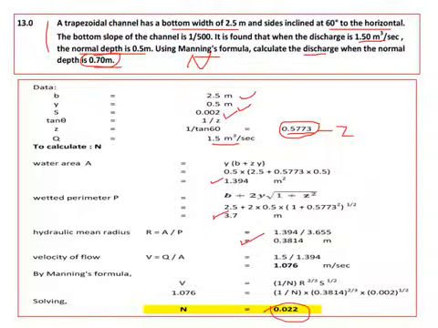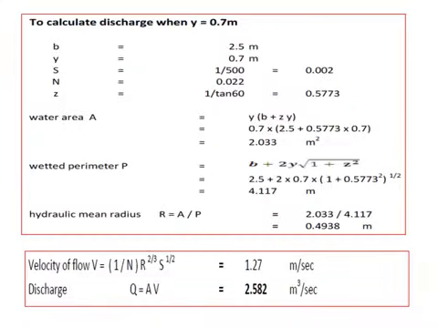Now we can use it for the second set of data. b remains the same, z remains the same, bottom slope remains the same, only the depth of flow changes. So b remains the same, 2.5 meters, and y is 0.7. s is also known, and z is 0.573. Therefore the water area, calculated using the new depth of 0.7, comes to 2.033 meter square. Similarly, the wetted perimeter can be calculated as b plus 2y root of 1 plus z square. With y equal to 0.7 meters, the wetted perimeter is 4.117 meters.